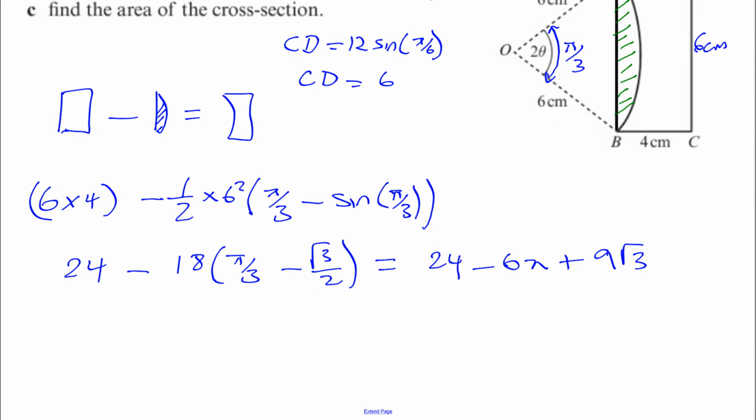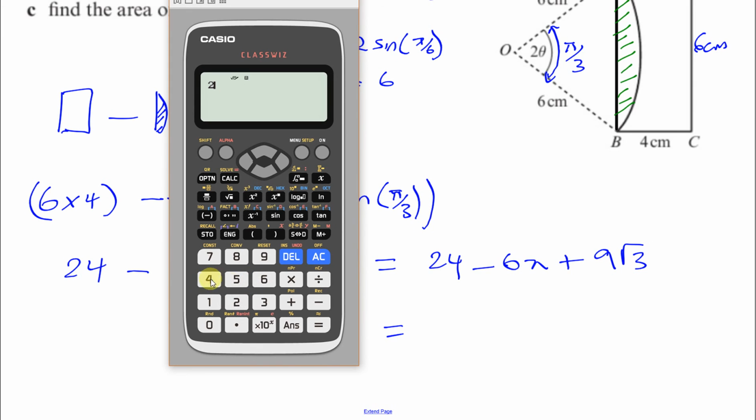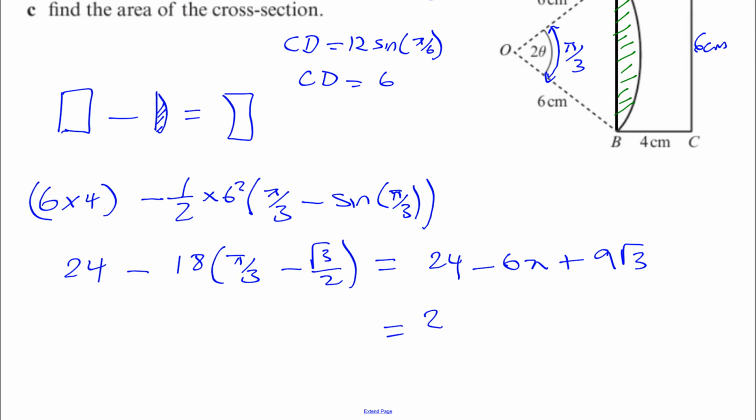Okay, so the answer, this is the exact form, but we'll give the rounded form. Now the rounded form of this answer is going to be 24 minus 6 pi plus 9 times the square root of 3, okay, which gives you 20.7389, which you should round to 3SF if nothing is mentioned. So it's 20.7 centimeters squared. And there we have the answer to this question.